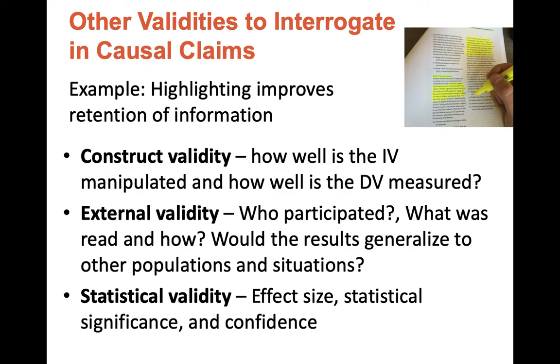External validity would be about who participated, what was read, and how. Okay, so are these college students, or is this everybody? What was read? Do we think that this is only about maybe academic readings or things that you read from a textbook, or does this apply more generally? In the picture we've got a physical book and a physical highlighter. Does this work when you read stuff on the computer, right? So if you've got your Adobe Acrobat file and you're using the highlighting tool, does that work the same way? So those are all questions that are related to, can we generalize these results to other people and other situations?